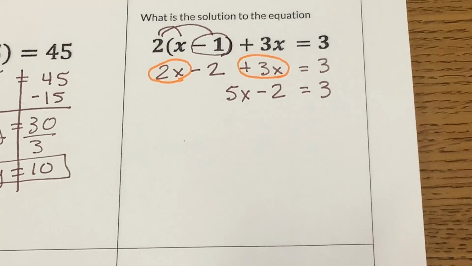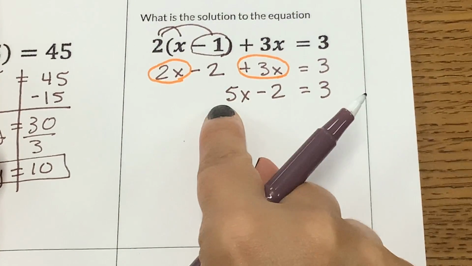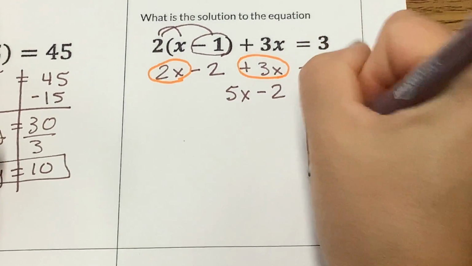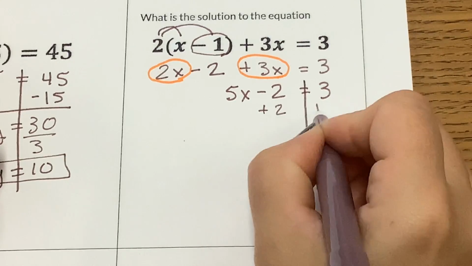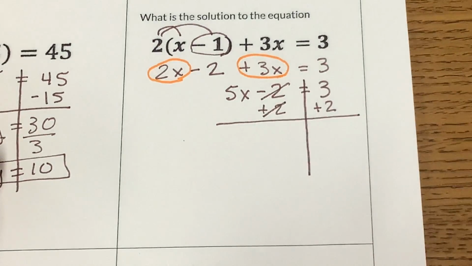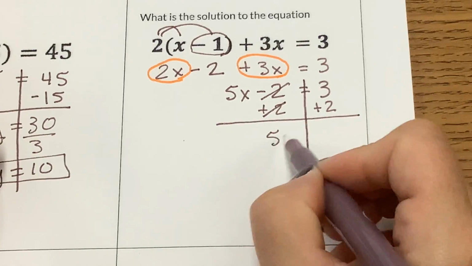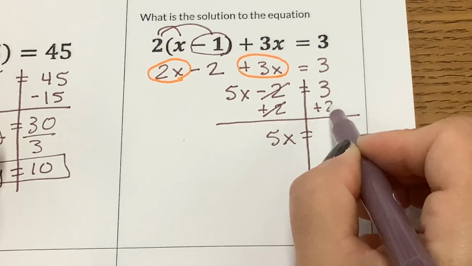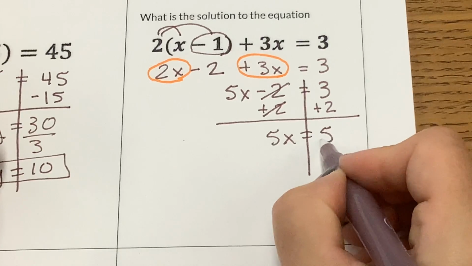So the next step, add or subtract a constant. There is a constant with this variable term, so I'm going to start to solve. I'm going to add 2 to both sides. The 2's are inverses, so they cancel. 5x is the only thing left, so bring it down. And 3 plus 2 is 5.